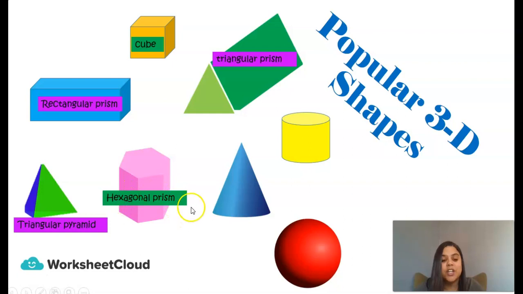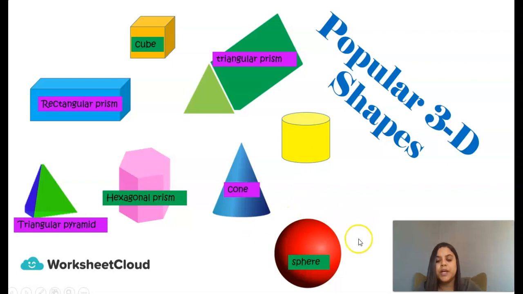A hexagonal prism. And the reason why it's a hexagonal prism is because it has the same amount of sides that a hexagon has, which is 6. Okay, so the base is a hexagon and it's a 3D shape and we call it a hexagonal prism. This is a cone. Okay, so it has one flat surface here at the bottom and the rest of it is curved.